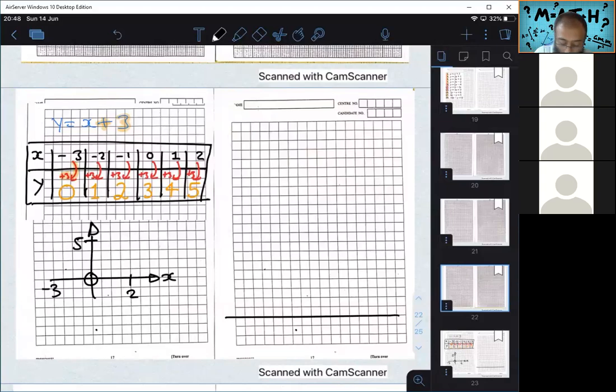Okay. So if I call this one here -3, and then we call this one here -2, we'll put it in. -1, 0, 1, and 2. Okay, that gives you x. Let me rub that bottom bit out. That looks dodgy. Okay, and then we're going to go straight up from the 0.